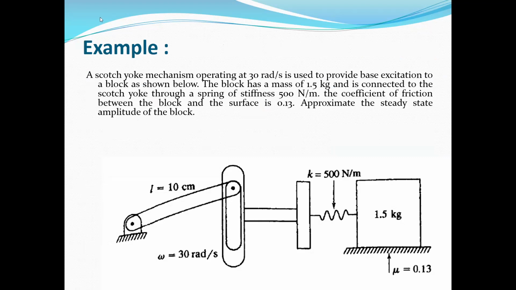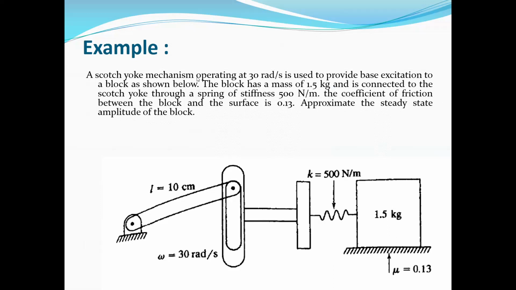Okay, we continue with one example. A Scotch yoke mechanism operating at 30 radians per second is used to provide base excitation to a block as shown below. The block has a mass of 1.5 kilograms and is connected to the Scotch yoke through a spring of stiffness 500 Newtons per meter. The coefficient of friction between the block and the surface is 0.13. Approximate the steady state amplitude of the block.